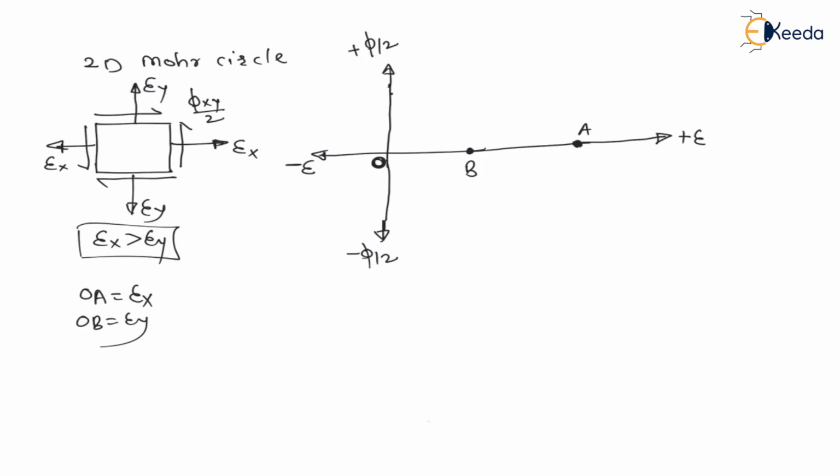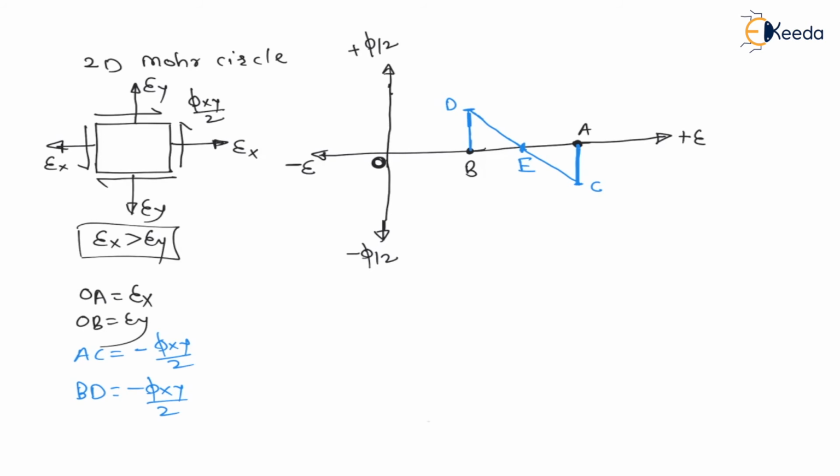Now from point A, we have to go downward phi xy by 2 magnitude. That is, A to C is nothing but minus phi xy by 2. From point B, we have to go upward phi xy by 2 magnitude, and we will get point D. Means B to D is plus phi xy by 2, right? Now join C with D. If I join C and D, then this line CD will cut the horizontal axis at point E.